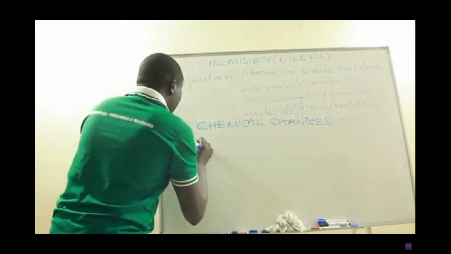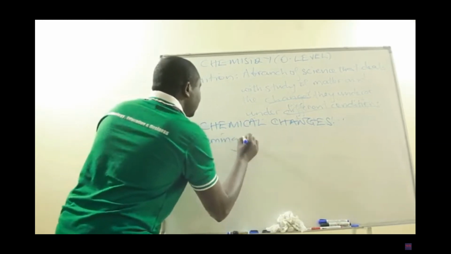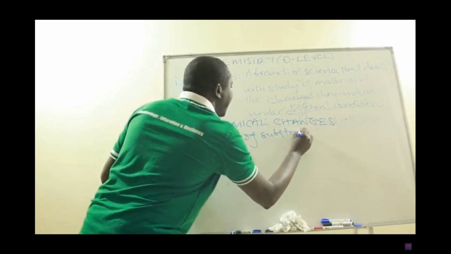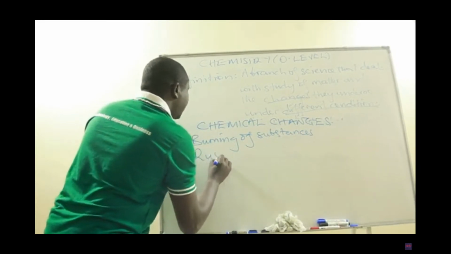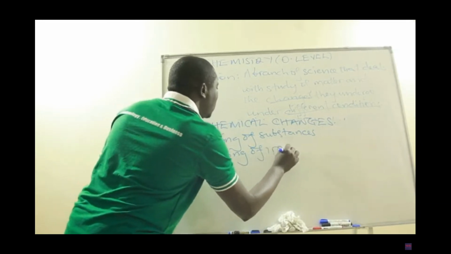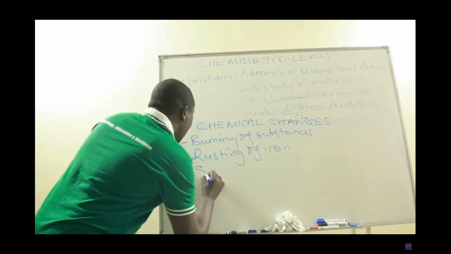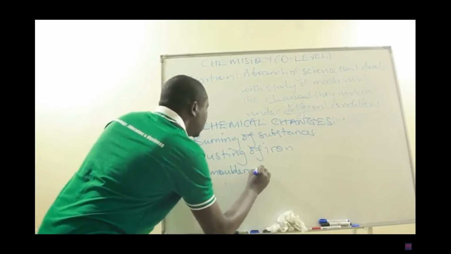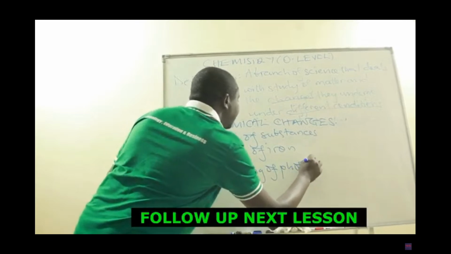So we have processes like burning of substances, not just heating, but burning. We have the process of rusting, which takes place on iron, rusting of iron. We have the process of phosphorus reacting with air, what we call smoldering of phosphorus.